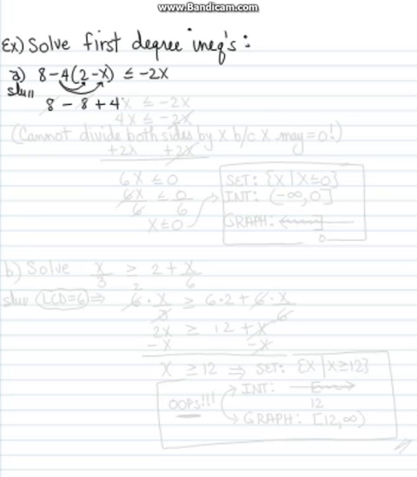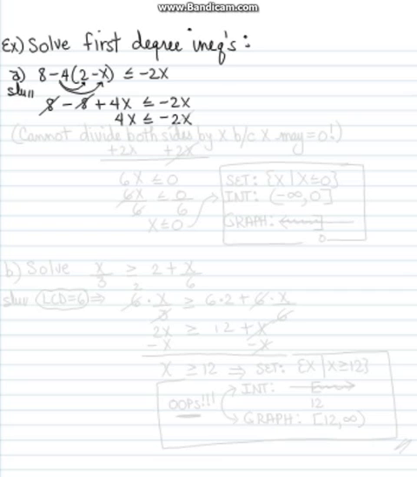We get 8 minus 8 plus 4x, and bring down the other side, less than or equal to negative 2x. Now, we are going to combine the 8's on the left, and 8 minus 8 gives you 0. So all we have remaining on the left is 4x less than or equal to, on the right, negative 2x.